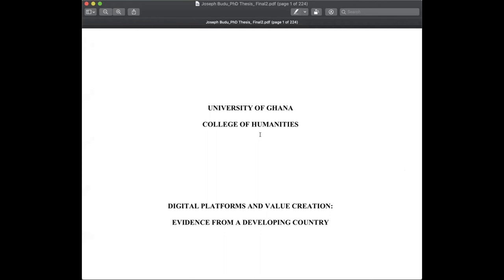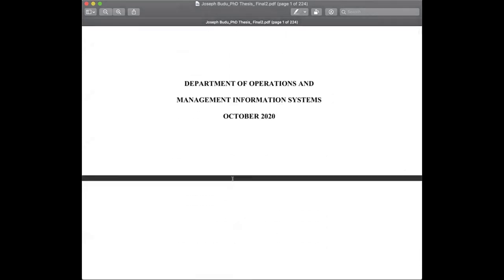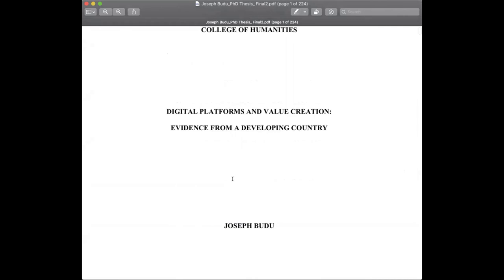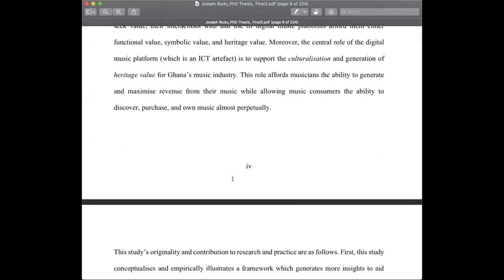I'm going to draw on a thesis of one of the PhD students that I supervised. He's called Dr. Joseph Budo. He was doing a study. This doctoral thesis won the Vice Chancellor's Award for Best Thesis in the Humanities at the University of Ghana in 2020. Now, Dr. Joseph did data platforms and value creation, evidence from the department that I supervised him. I want to show you something about his work.